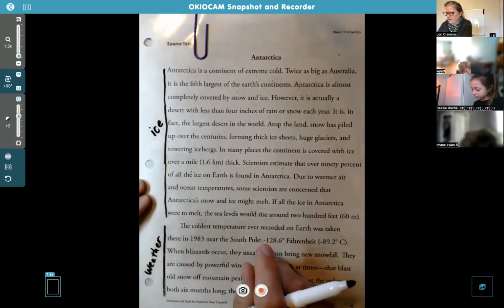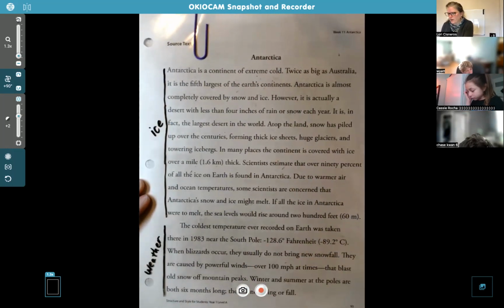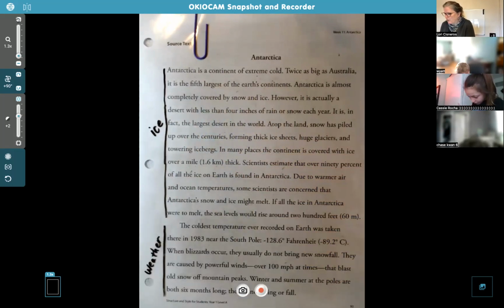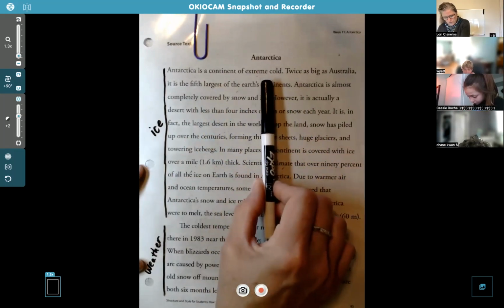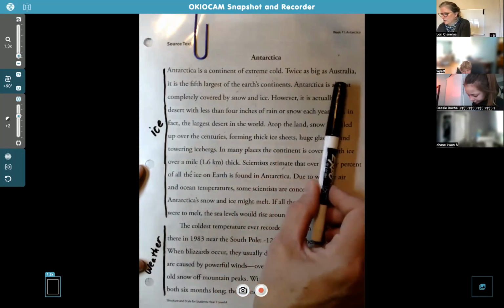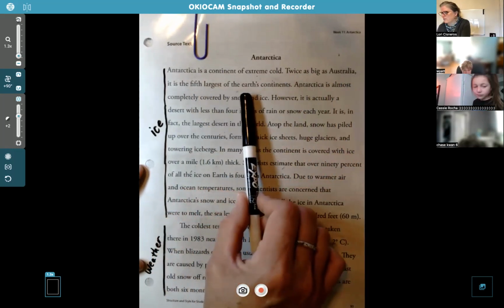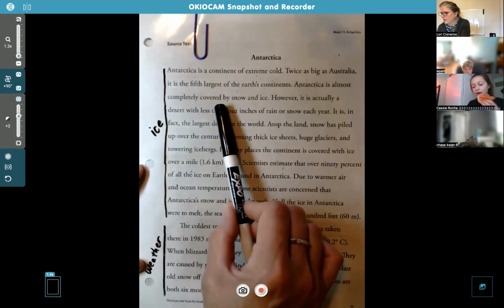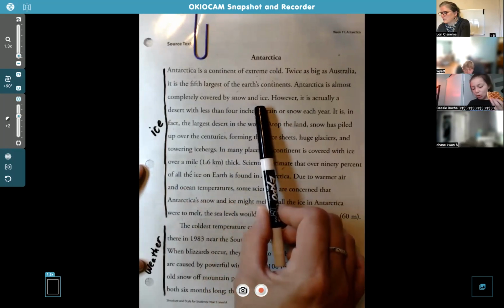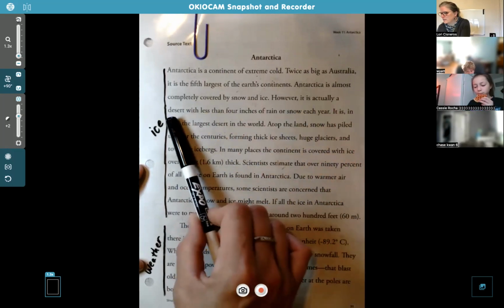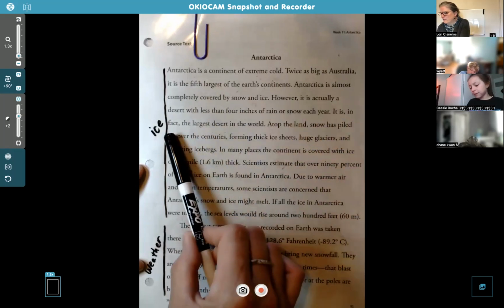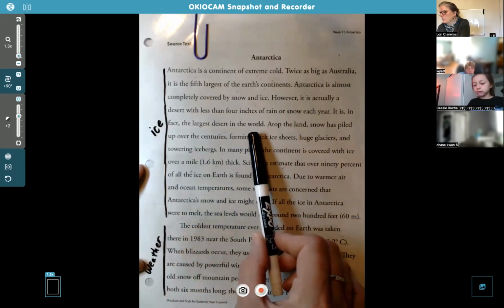So I'm going to read this again, and together we'll kind of mark what facts we want to include about the ice. Okay, so Antarctica is a continent of extreme cold, twice as big as Australia. It is the 5th largest of the Earth's continents. Antarctica is almost completely covered by snow and ice. However, it is actually a desert with less than 4 inches of rain or snow each year. It is, in fact, the largest desert in the world.